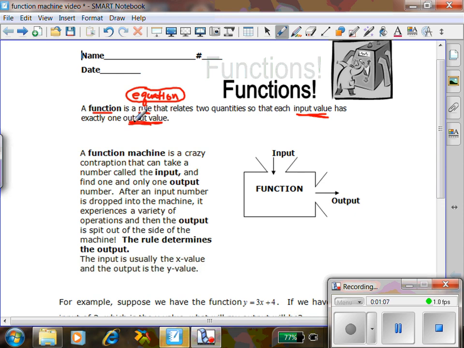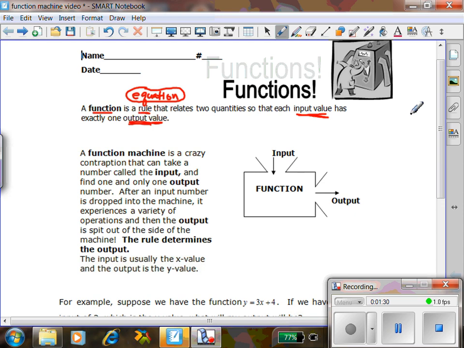What makes something not a function is if you put in one number, but you might get out two different numbers, or three different numbers, or four different numbers. That's not a function. So the main idea is if you put one number into your equation, you will get out one number. So those two will be little partners.